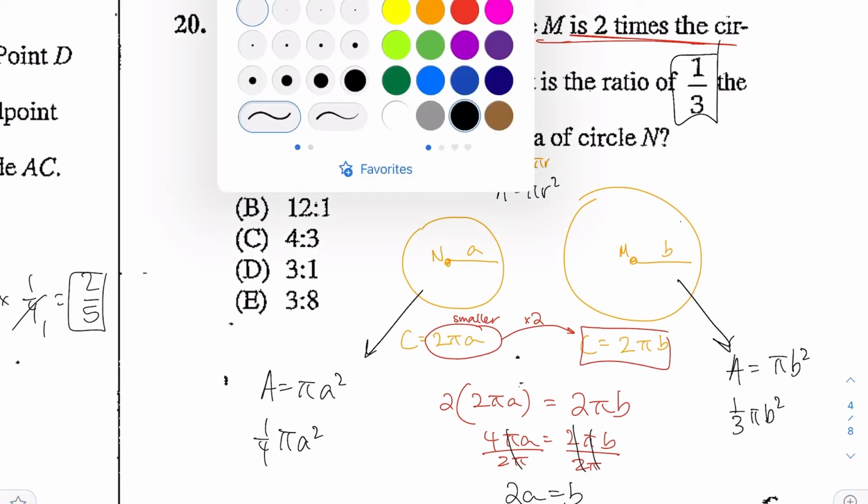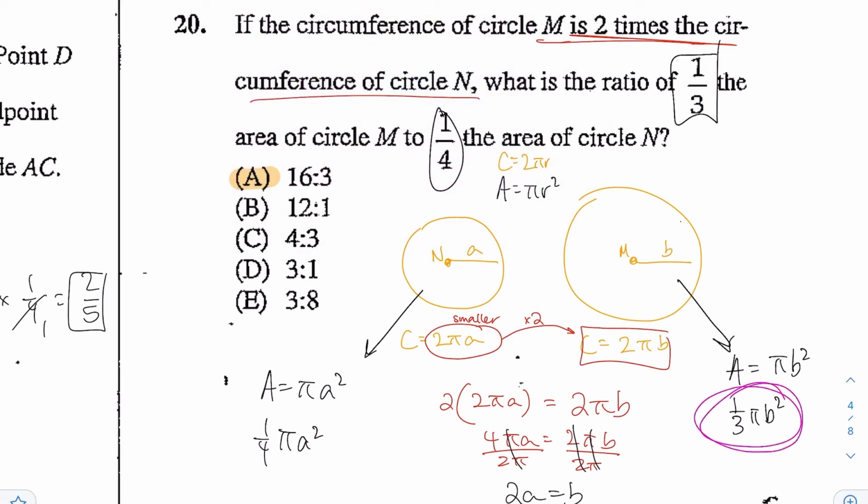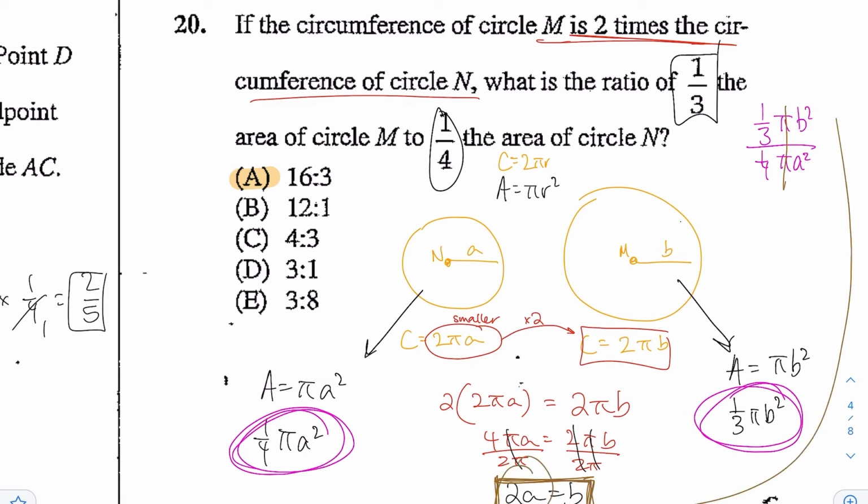And you want to know the ratio of the larger one to the smaller one. So the ratio is 1/3 pi b squared to 1/4 pi a squared. So first things first, the pi's can cancel out. And then you'll have to do a substitution. You know that b is equal to 2 times a. So I have to replace b with 2a. Right there.